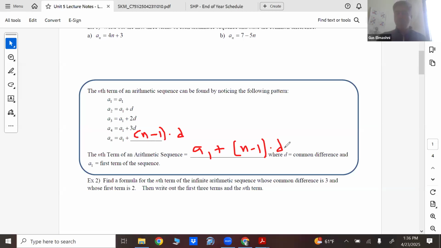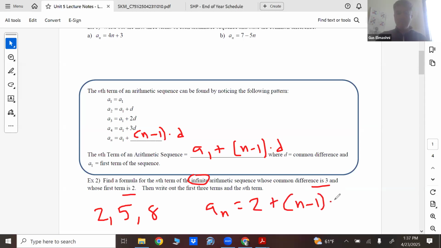So now you're asked to find a formula for the nth term of an infinite arithmetic sequence. Okay, infinite means it never ends, right? It goes on forever. It's nuts. Whose common difference is 3 and first term is 2. So we're at the first 3 terms. Well, it's pretty obvious. The first term is 2. What comes after that? If common difference is 3, 5. So your formula would be an equals 2 plus n minus 1 times 3.